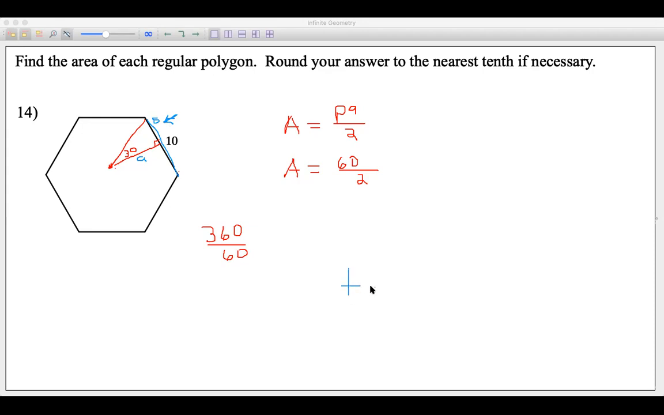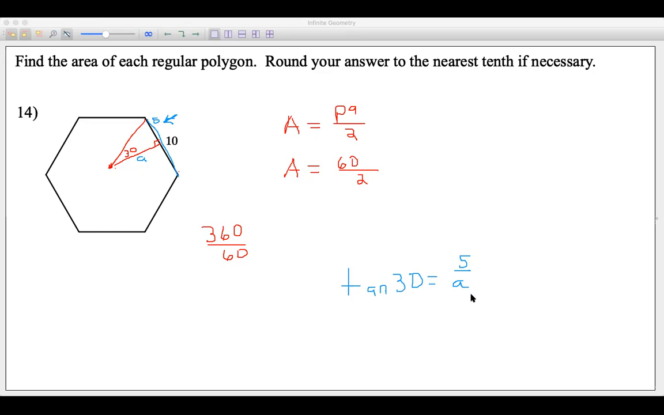Tan. So the tangent of 30 degrees would be equal to the opposite, which is 5, over the adjacent, which in this case is A. Do you remember how to solve that? You understand where I got the 30 from? Tangent is opposite over adjacent. Look at the triangle. The opposite is 5 over the apothem. Now I'm just going to solve for A.